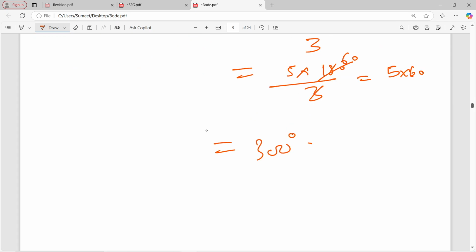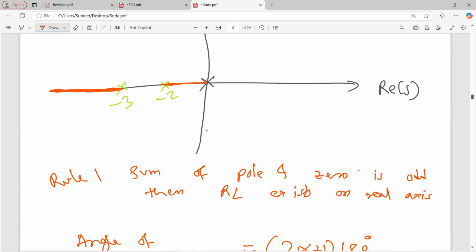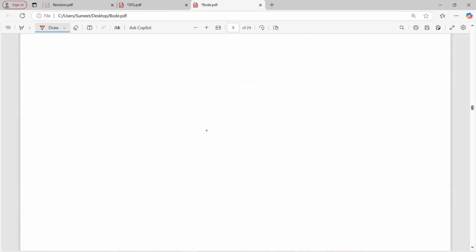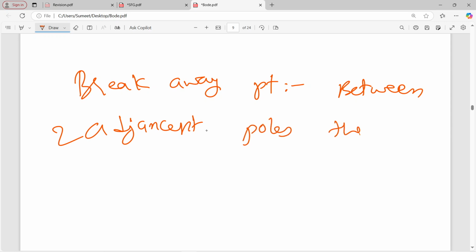Now next we have to find out the breakaway point. What is a breakaway point? Please write the definition. The meaning of breakaway point: this is one adjacent pole, this is another adjacent pole, and here the root locus branch is present. So between two adjacent poles there exists a breakaway point.